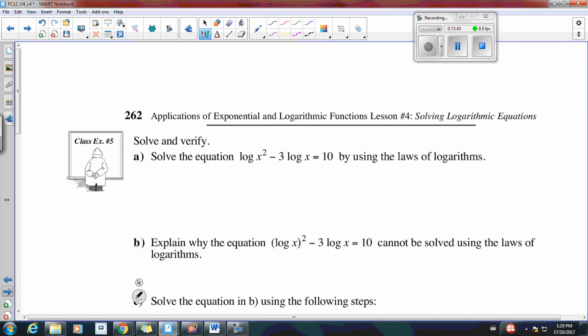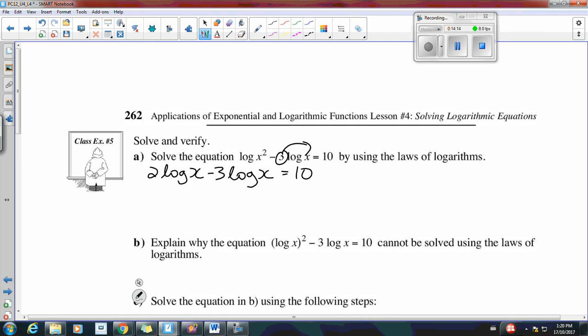Okay, last example here. Solve the equation log x squared minus 3 log x equals 10 by using the logarithm laws. So one way to do this, you have a couple choices. You could bring this 3 up, or you could bring the 2 down and see what happens. So this time I'm going to bring the 2 down to see what happens. Either way it would work, and there's lots of different ways of doing these questions.